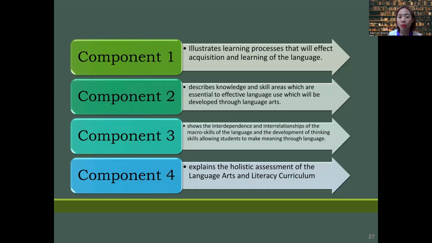Now the last would be component 4 rather, and it is the holistic assessment of the language arts and literacy curriculum. So we have to do assessment. And we're talking about holistic because it's not only the traditional, but even the authentic assessment. We have to make sure we provide that to our learners.